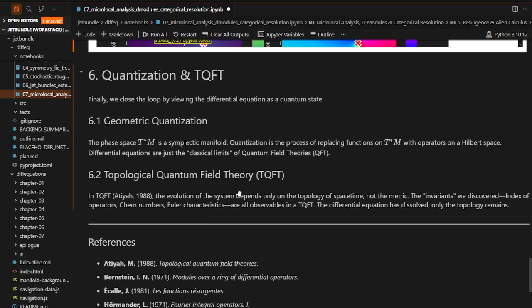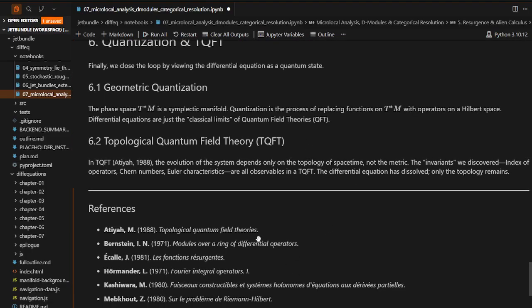In TQFT, observables depend only on topology, right? Not metrics. So all the invariants that we found, right? Indices. That's the right word, not indexes. Who says indexes, right? Stupid American. Chern numbers, right? Or Euler characteristics are TQFT partition functions, okay? And again, these invariants we discovered, they're all observables. These are physically observable. And so it just shows the power of topological quantum field theory.